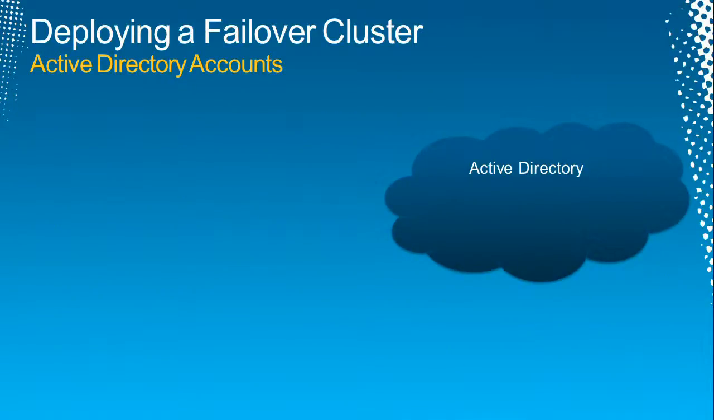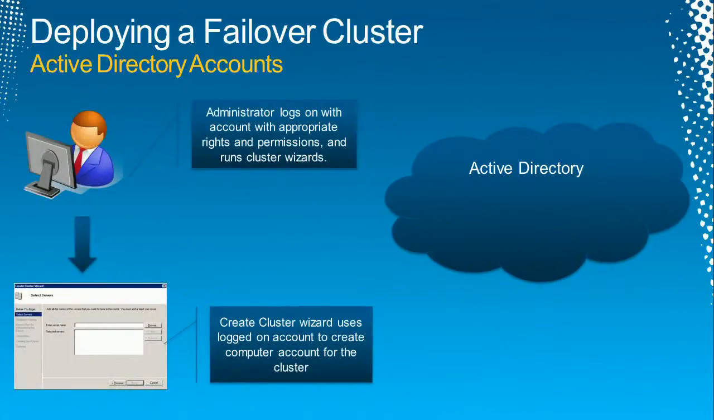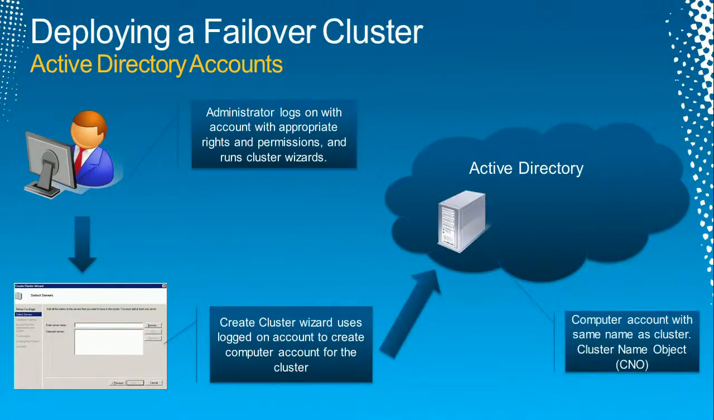So when I first deploy a cluster, I'm the administrator. I log on to one of the nodes with the appropriate rights and permissions. I run the create cluster wizard, which goes out and creates an object in Active Directory. Now, this is not a real computer object. It's really just a placeholder to allow Kerberos to function. The first object that's created by the cluster is called the cluster name object. It's really the security context for everything that the cluster does after that.